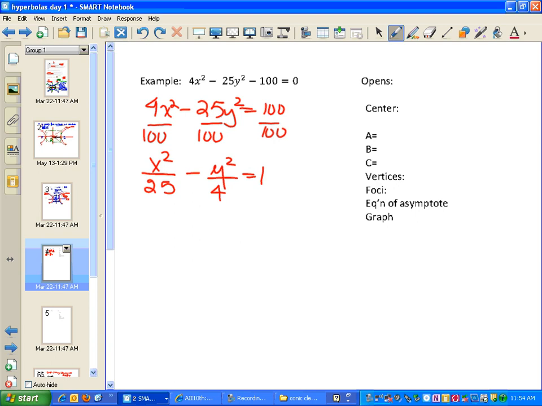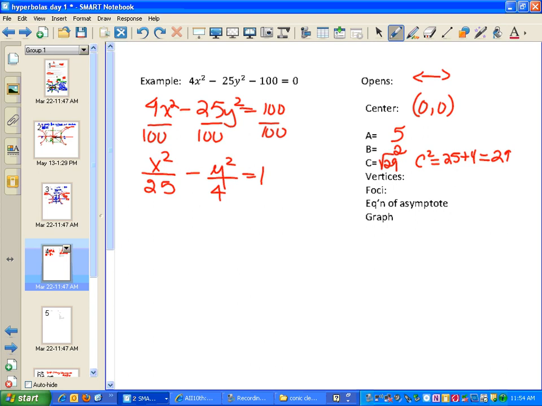The center is located at the origin, and we know in this case which way it opens. Which means my a is 5, and my b is 2. Okay, and my c squared is 25 plus 4, so we know that c is the square root of 29. See how that all kind of falls into place?